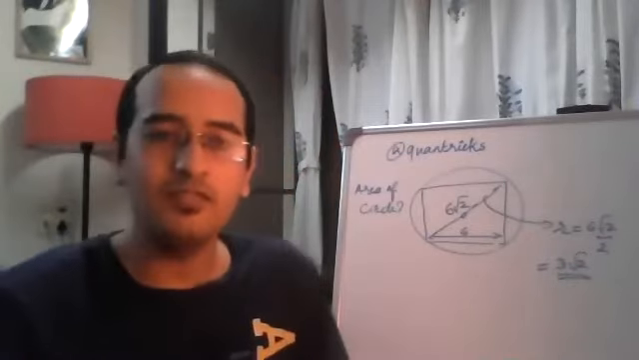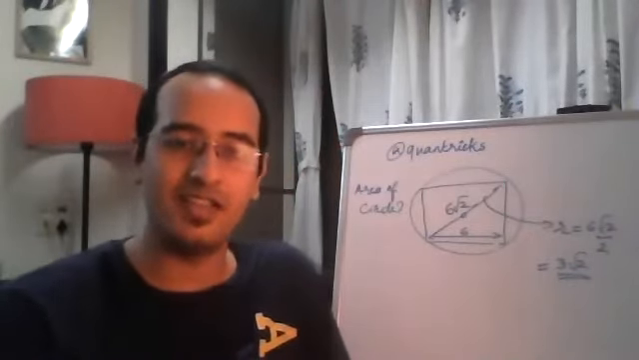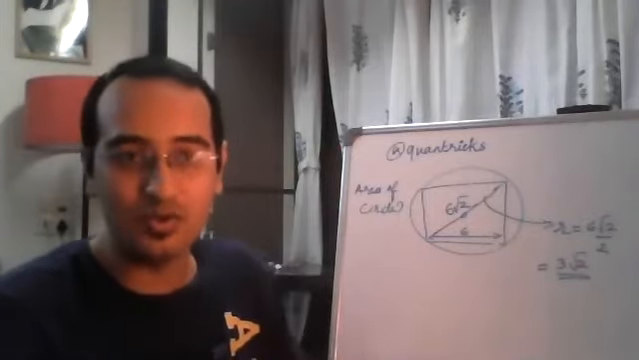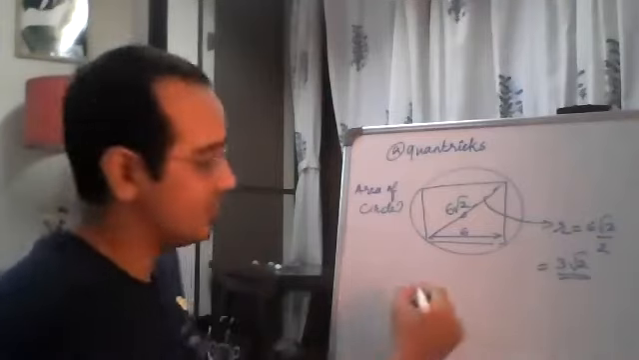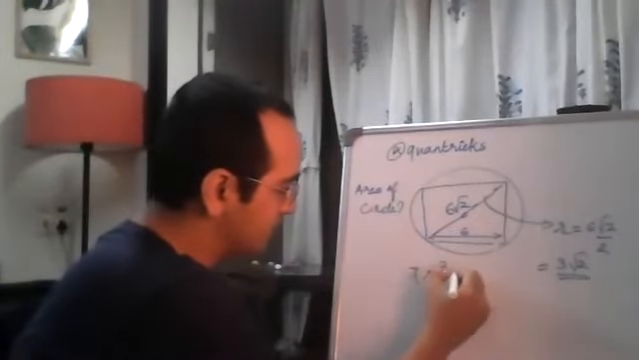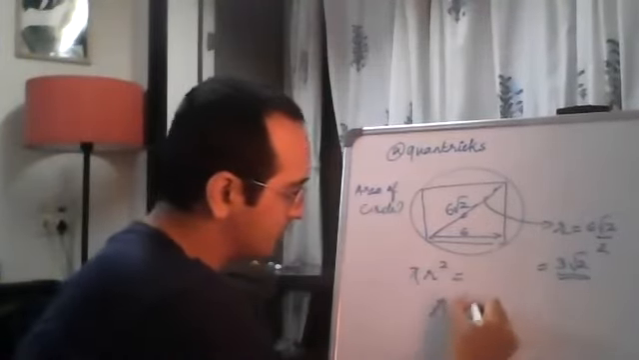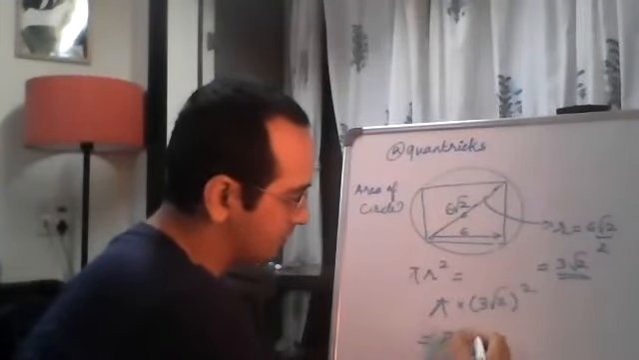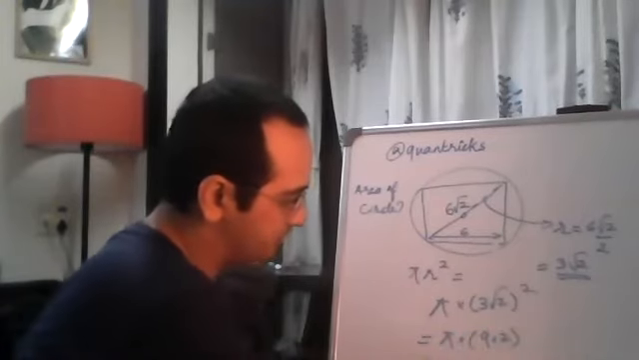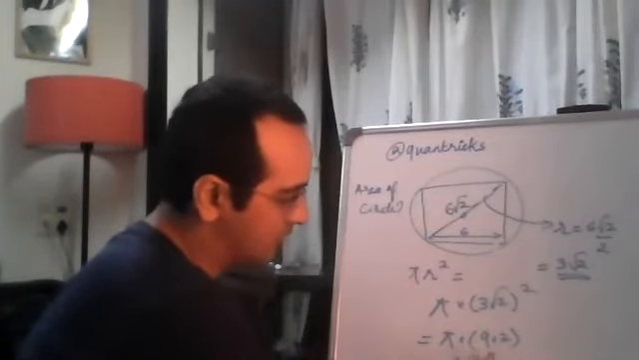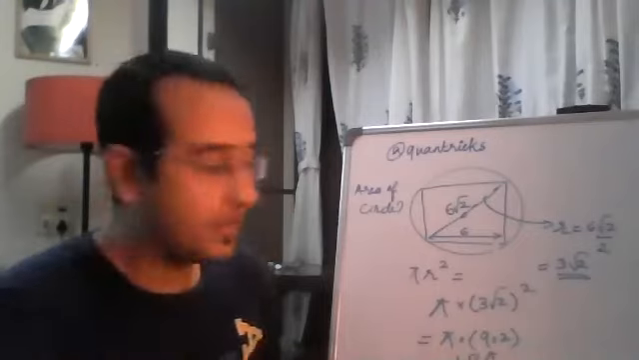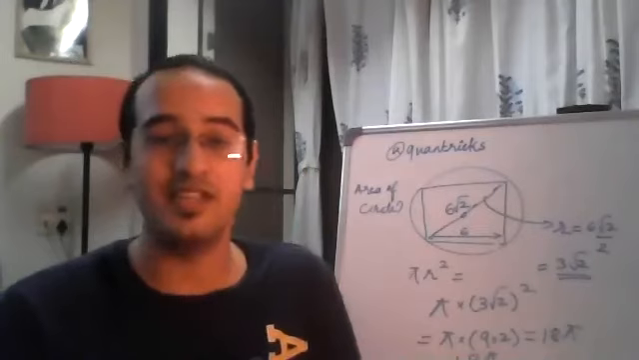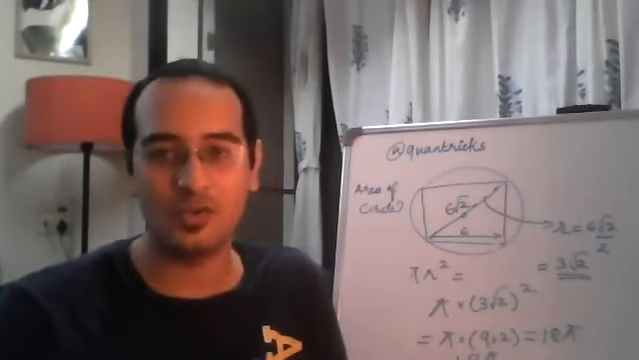So now that you have the radius, you can very quickly find the area of the circle, which is pi r squared, which is pi into 3 root 2 the whole squared. So the area of the circle is 18 pi units, or 18 pi square units.